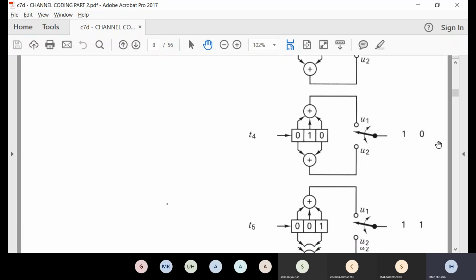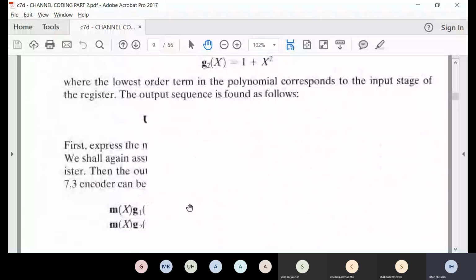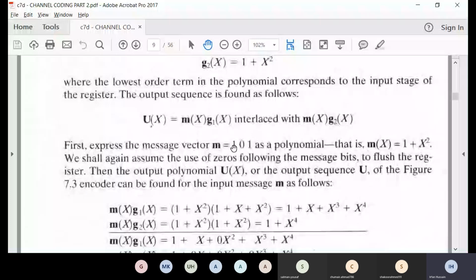There are also other representations which we also saw in the digital communication book of Proakis. For example, this one was in terms of D. This is an old book. This represents in terms of X. So 1, because the first bit is going to the output. Second is coming, it is X, and third is X squared. Here only first and third, so it was 1 plus X squared. Again, you can find the output by just multiplying m(x) with g1(x). And this was your m(x). m(x) was 101, so this will be 1 plus x squared. So 1 plus x squared multiplied with this, you will get this output.